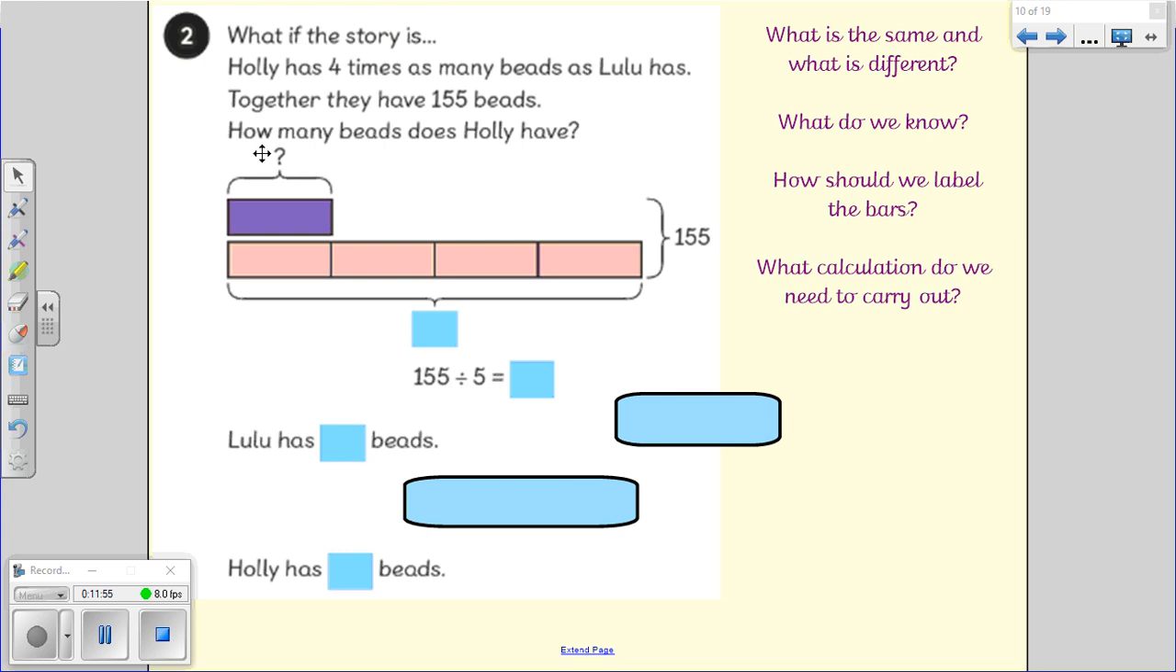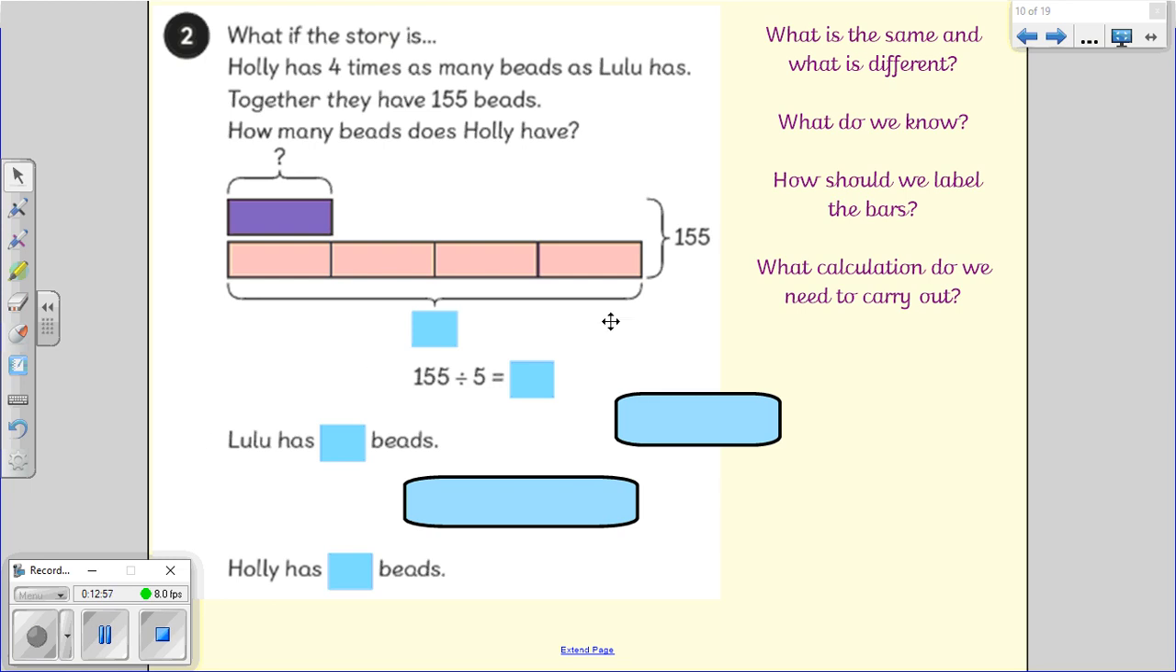Okay, so now they have changed the problem slightly. So let's read it out together. What if the story is Holly has 4 times as many beads as Lulu has? Together they have 155 beads. How many beads does Holly have? So the question has slightly changed. So before we have a go at working this out, we can see that the bar has already been drawn for us. It looks very similar to the bar that we drew previously, but some parts have changed. So have a look and think about what is the same and what is different about this problem compared to the first problem that we did. Okay, so pause the video and think about how this one is the same and what is different.